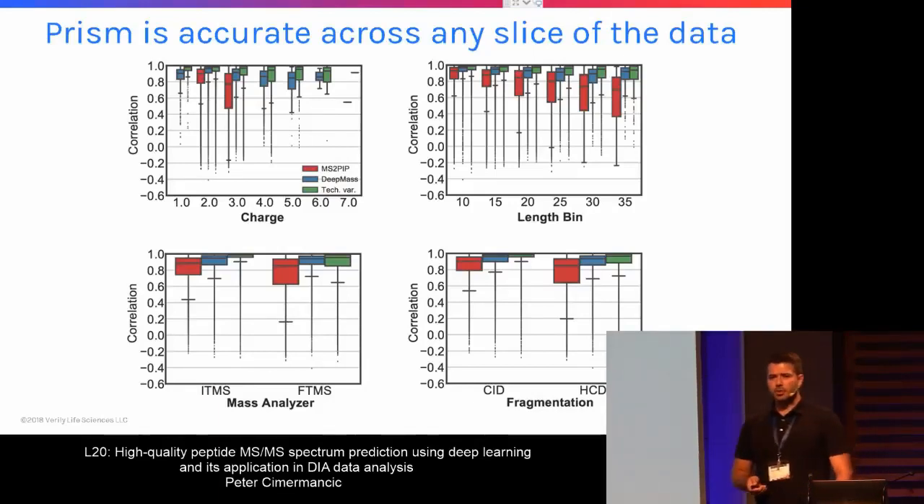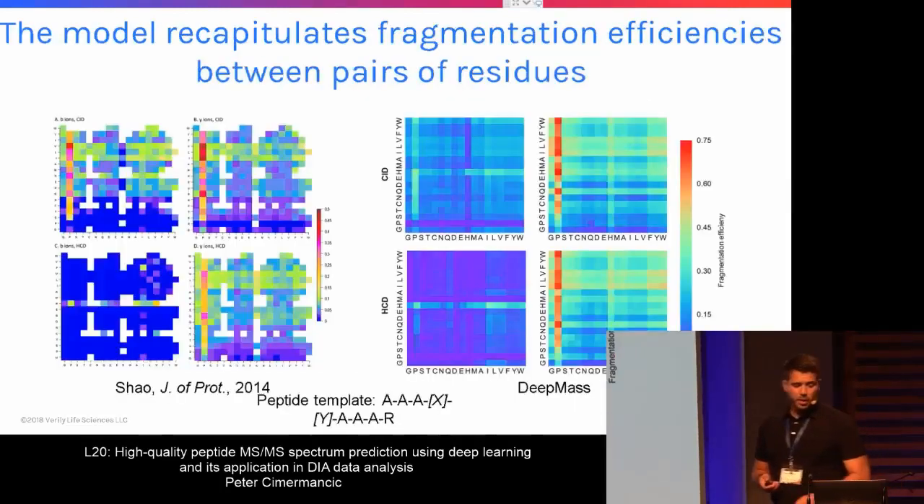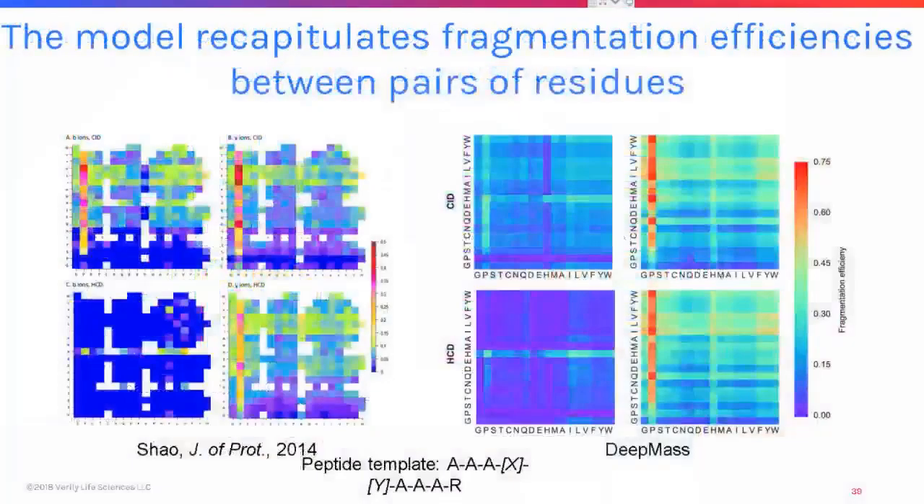What we wanted to do next was to look into why the model works so well. The first thing that we looked at was to check fragmentation efficiencies between pairs of residues. This is a result from a published study where they looked into many published data sets and looked at fragmentation efficiencies between pairs of residues, both for B ions, Y ions, CID fragmentation, and HCD fragmentation.